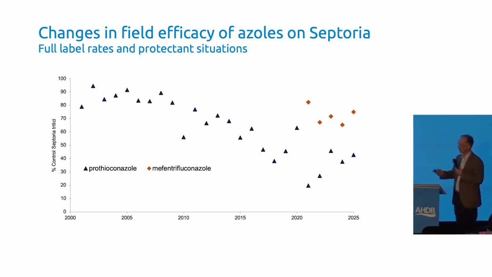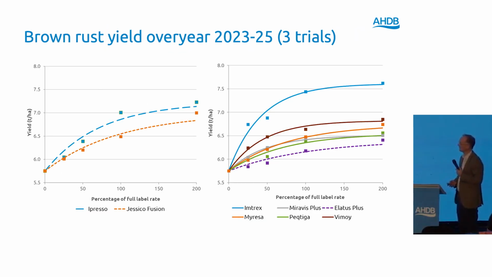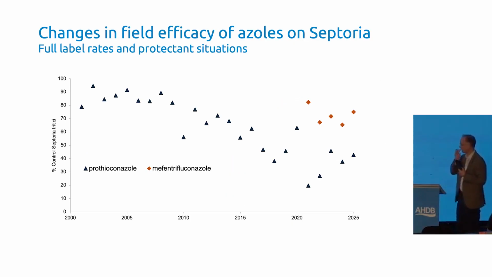I did want to just look now at septoria and how it's changing over time. And I'm going to start by showing a graph that many of you may have seen before, showing the decline that we have seen with prothioconazole over time. Of course, prothioconazole, when it first came out back in the early 2000s, was fantastic, 80–90% control from full label rate in a protective environment. It gradually has declined over a period.